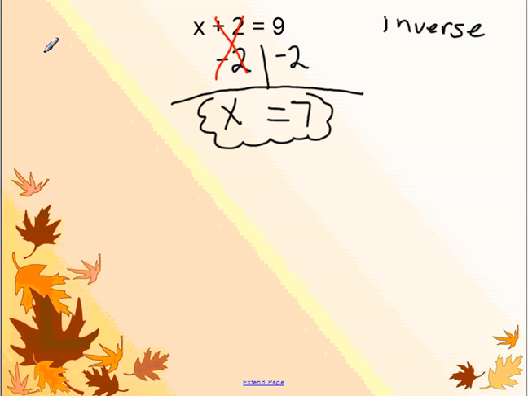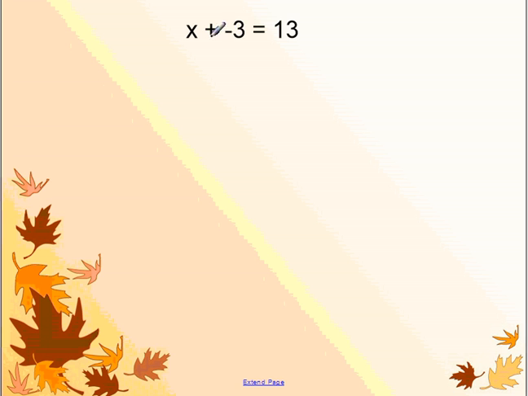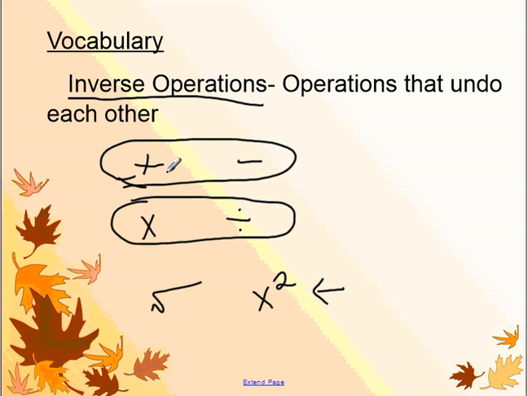Okay, so now let's do another example. We have x plus negative 3 equals 13. There's a couple different ways to do this one, guys, and bear with me because it might be a little confusing to you at first. We talked about the fact that the inverse operation of addition is subtraction.